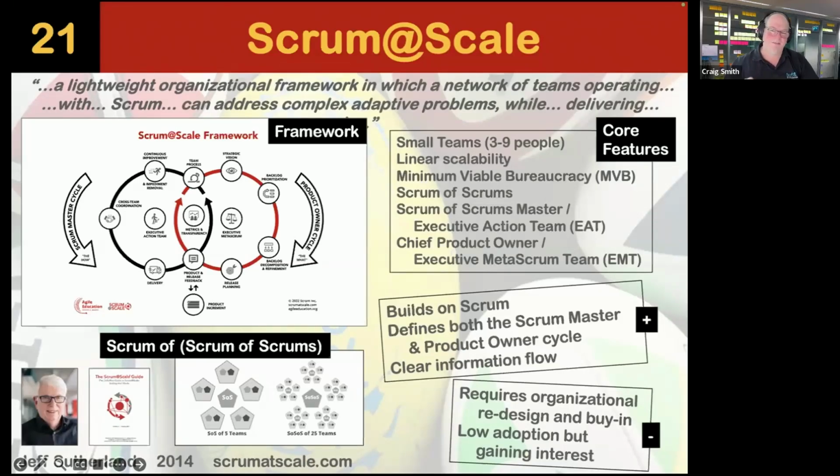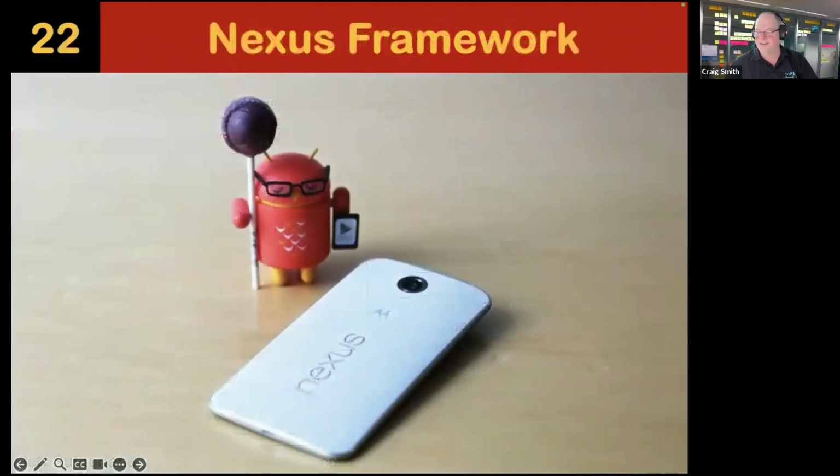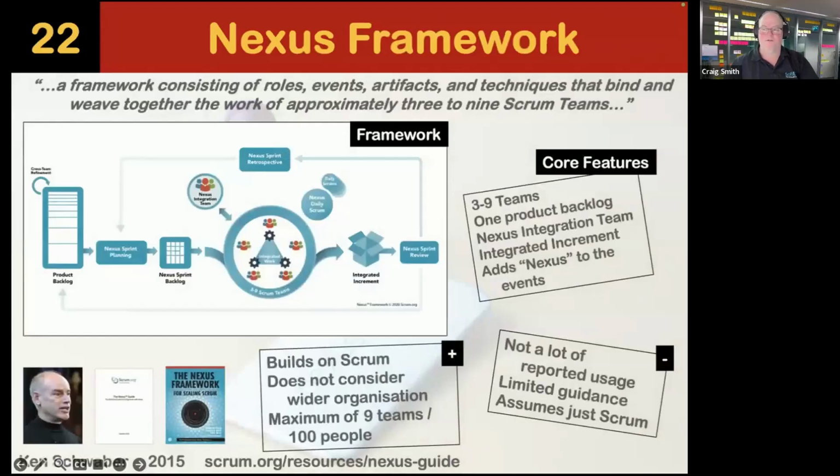It is really hard to implement as designed, I think. Like, you'd need a whole organizational redesign and buy-in to do it. But some interesting ideas in there, particularly about how you scale and make sure you make decisions at a higher level. The flip side to that is Nexus, which was Ken Schwaber's version of this.